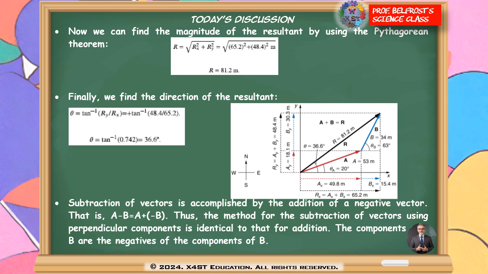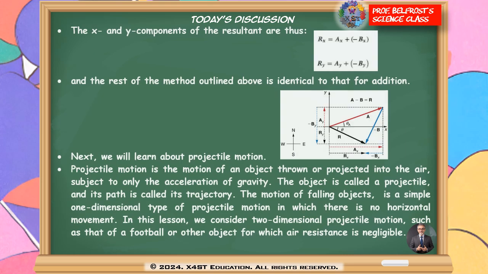And we can plot them and analyze them using the graphical method, and it will give us the same result. How about subtraction? Subtraction is just addition of a negative vector. That is, a minus b is a plus minus b. So actually, it's the same way we solve it. Rx is basically just ax plus minus bx, and Ry is just ay plus minus by, and the rest is just identical. So here's the figure showing you how to do subtraction of vectors.